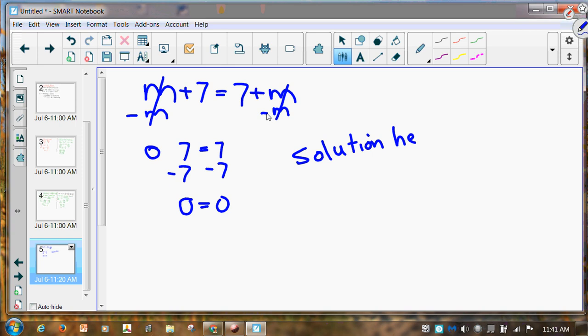So what we could say then is the solution here is all real numbers. And the reason is I can plug any number I want to in for m. I can plug 5 in there, and I get 5 plus 7 equals 7 plus 5. I could plug 222 in there and say 222 plus 7 is equal to 7 plus 222, and it would still work.